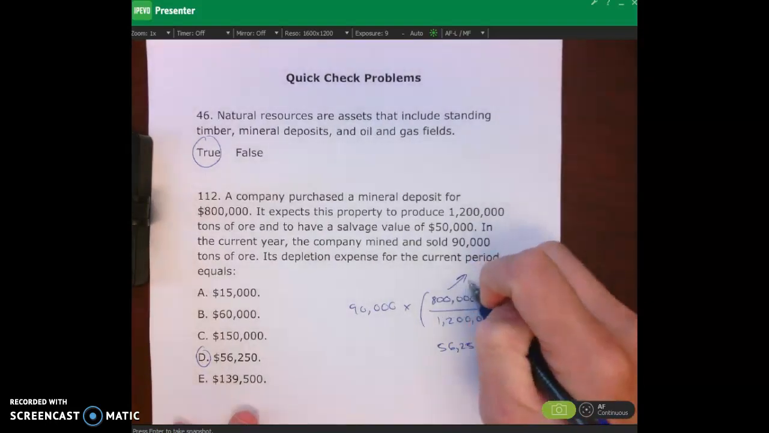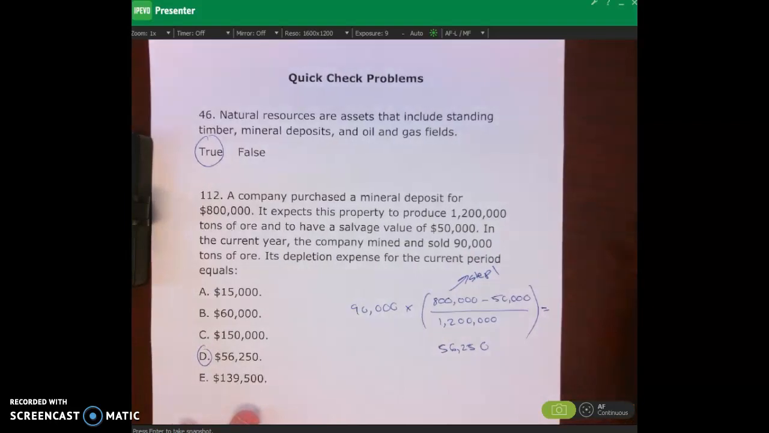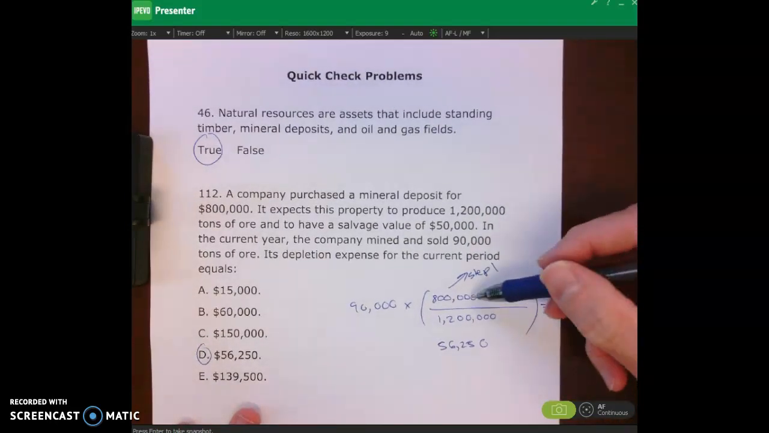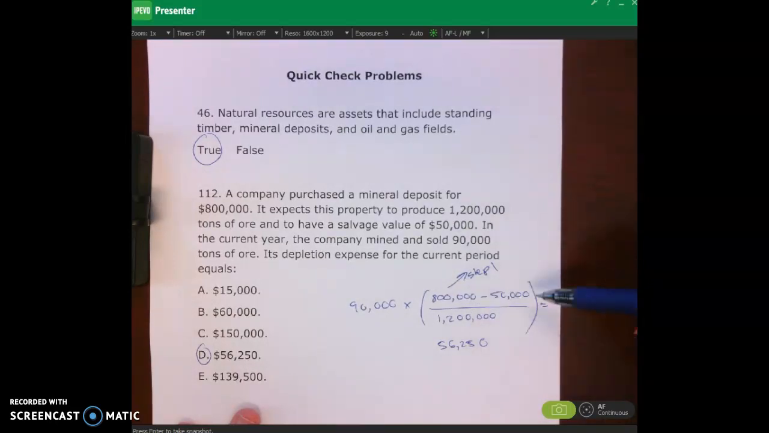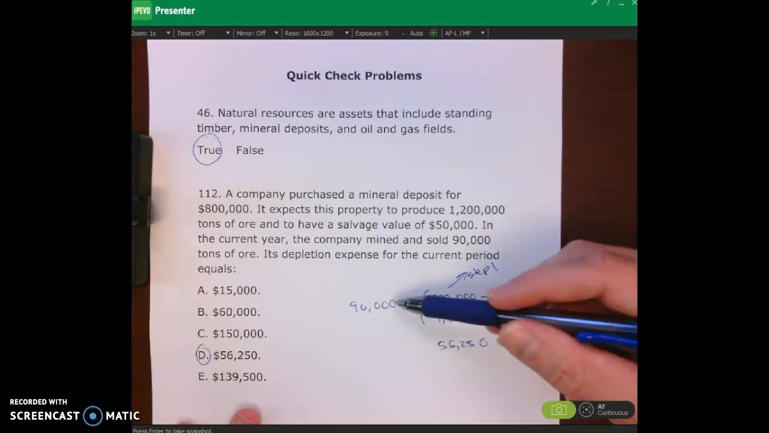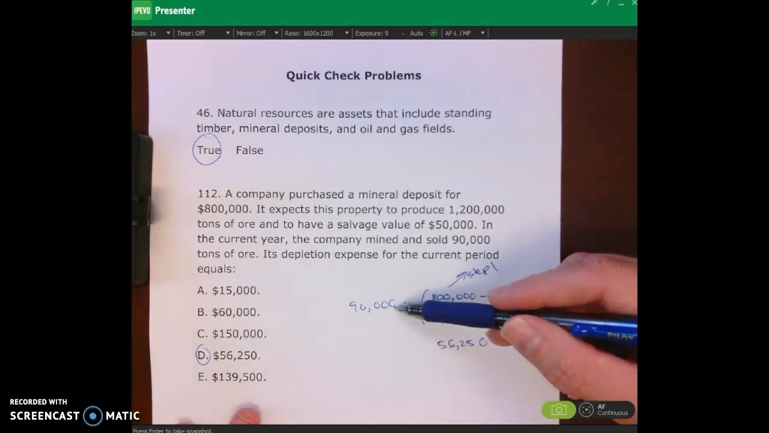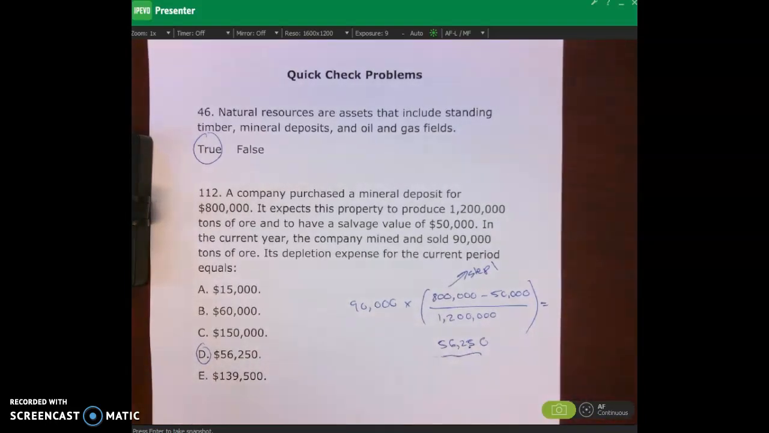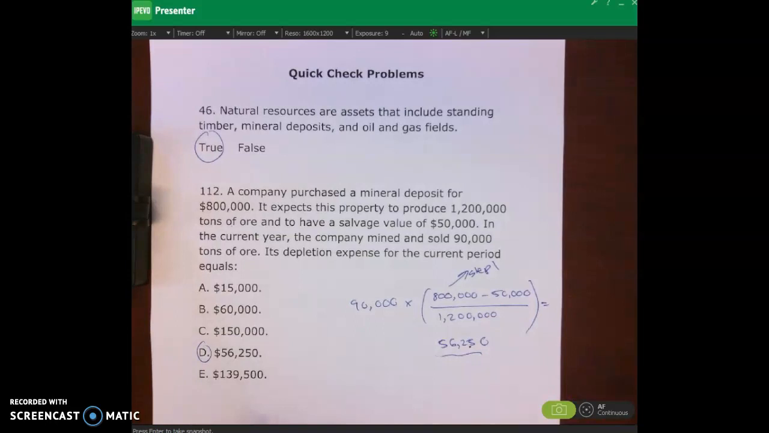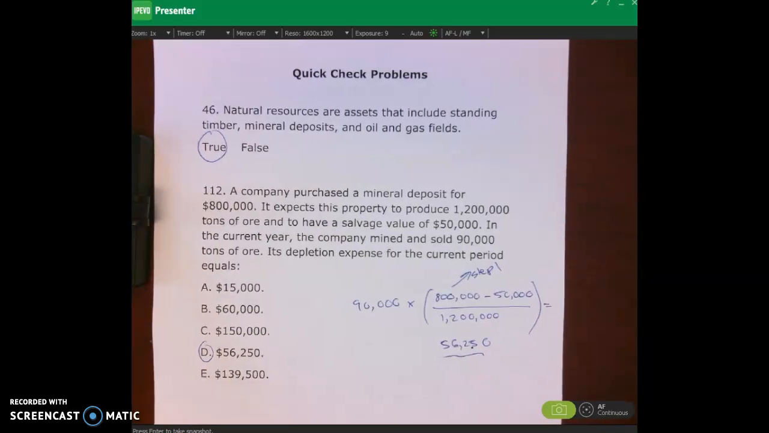And I just showed it to you a little bit differently. Step 1 of our units of production method to calculate the depletion expense per ton of ore. So I take my asset cost minus my salvage value divided by my total tons of ore, and then I multiply that times the tons of ore that I mined during the accounting period, 90,000. This is my debit to depletion expense, 56,250, and then the credit to accumulated depletion. The right answer is D. Okay. So let's go on to the next page.